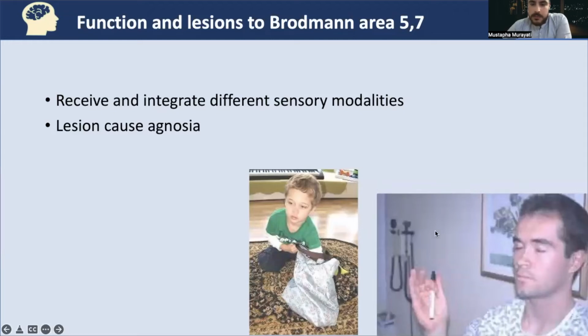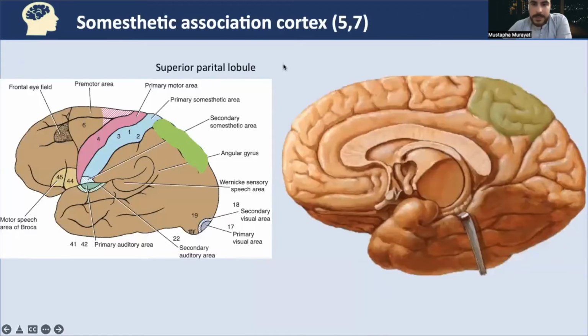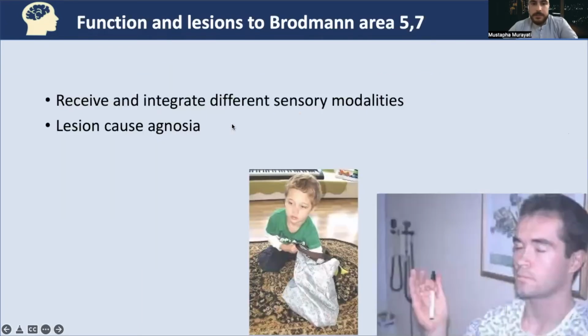So one can, for example, close the eyes and, being given something in hand, recognize it by using the secondary somatosensory area. If a lesion occurs there, it can cause agnosia. So that's inability or difficulty in recognizing things without seeing them, without using the visual cortex.